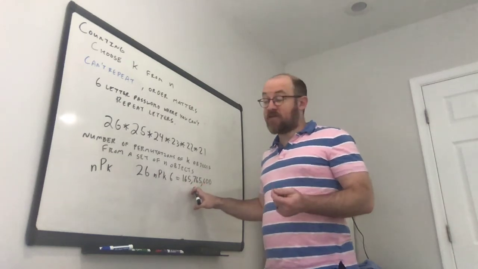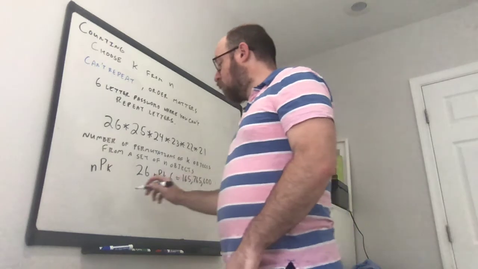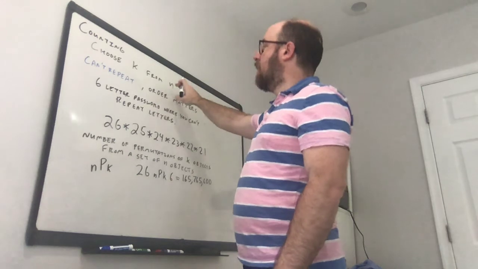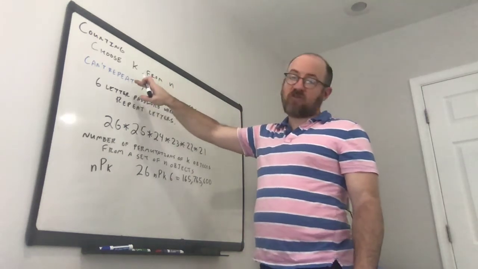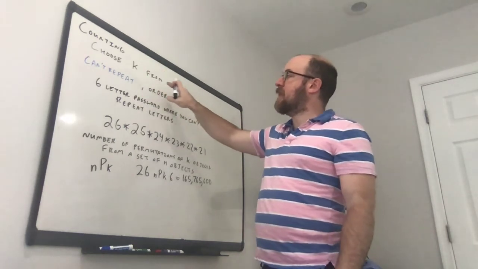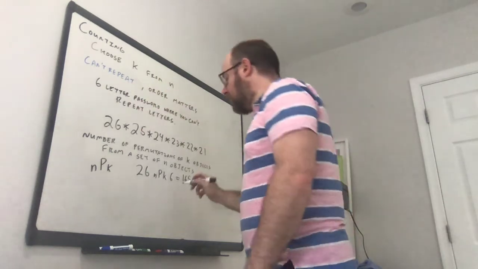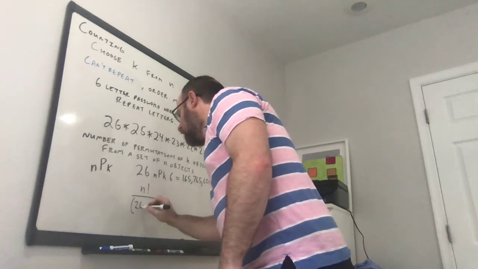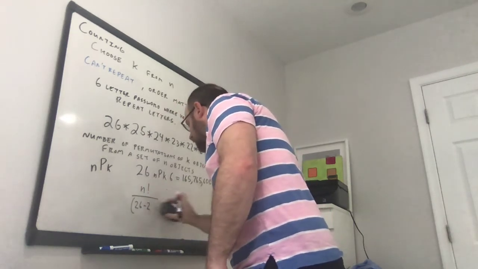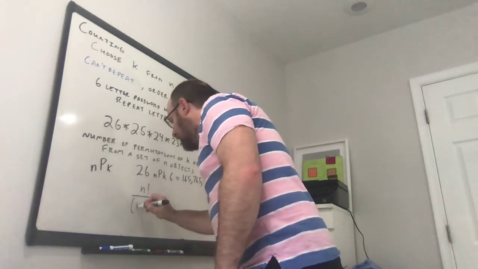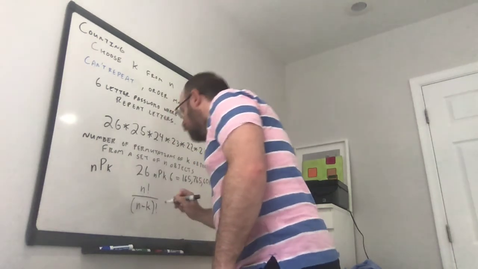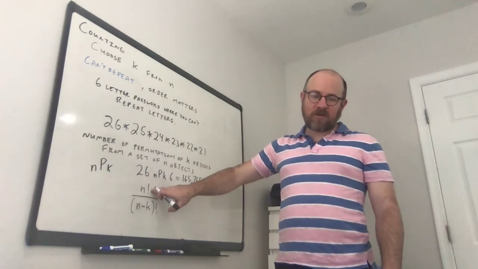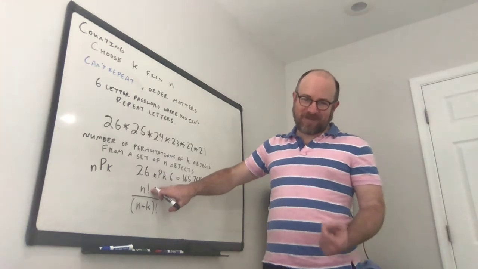Another way is actually a formula for this. So the formula for the number of permutations of k objects from a set of n, so that means choosing k things from a set of n where you can't repeat and order does matter, is going to be n factorial divided by n minus k factorial. Okay, so you probably haven't seen this exclamation point symbol before in mathematics.